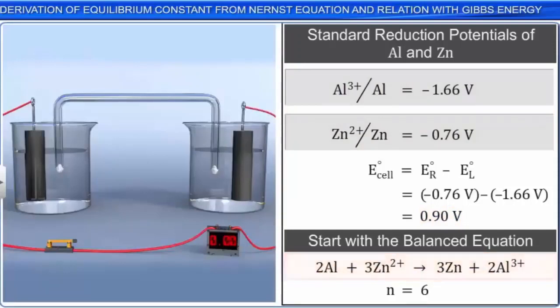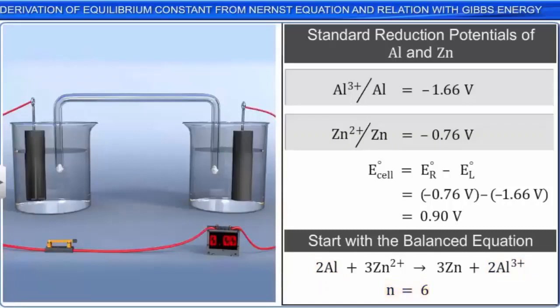Since zinc has the higher electrode potential, zinc undergoes reduction, while aluminium undergoes oxidation. Notice that 6 electrons are transferred in the equation. 6 electrons are lost to oxidize 2 aluminium atoms to aluminium ions. Therefore, n is equal to 6.